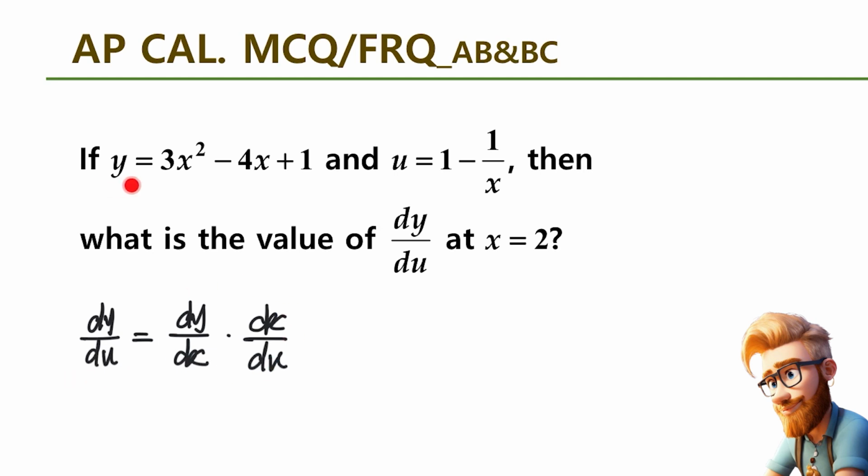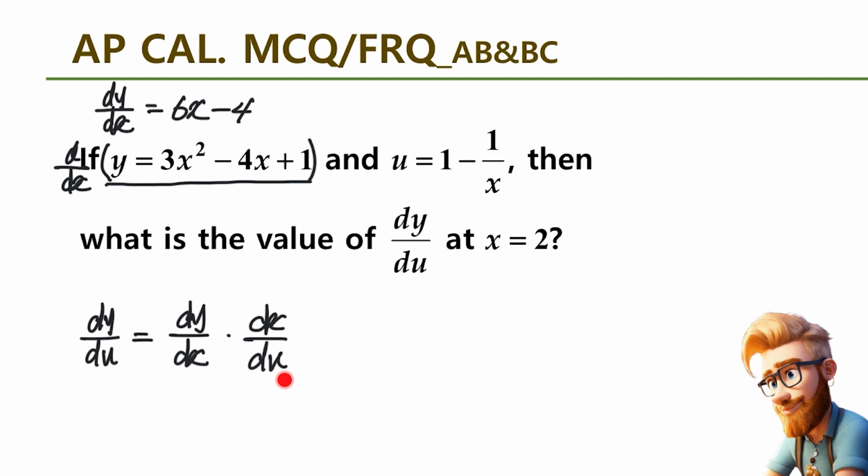Here, y is in terms of x. So if we find the derivative of this function, that's going to be dy/dx. So we're going to differentiate this function with respect to x. That's going to be dy/dx is equal to 6x minus 4. Here, we need dx/du, the derivative of x with respect to u.